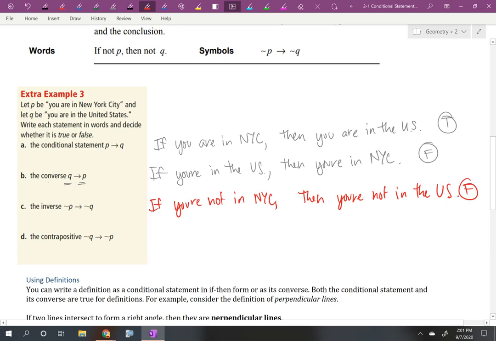And then the contrapositive, where you switch them, you do the converse, and then you do the inverse, you negate them. And so you would say, if you're not in the US, which I am, then you're not in New York City, which means if you're not in the US, then you're definitely not in New York City. So that is true. So in this one, the contrapositive and the converse were both true.